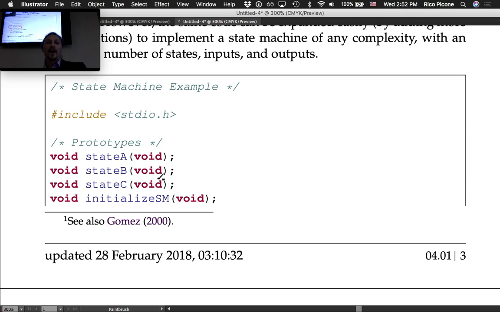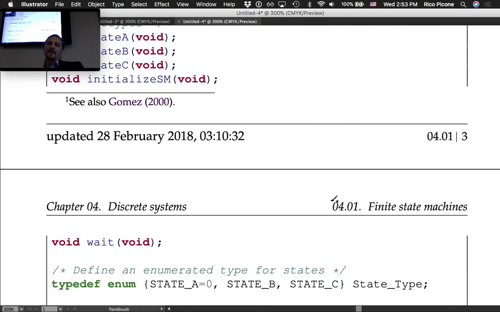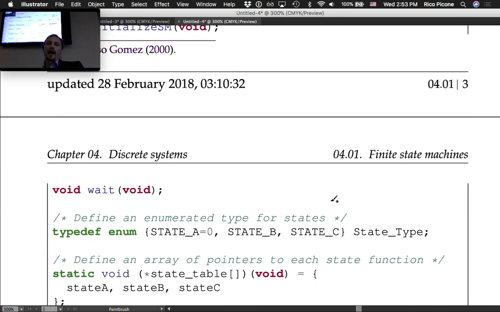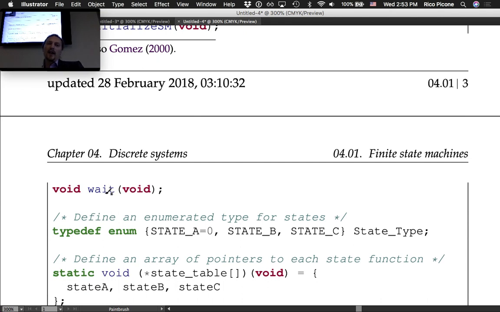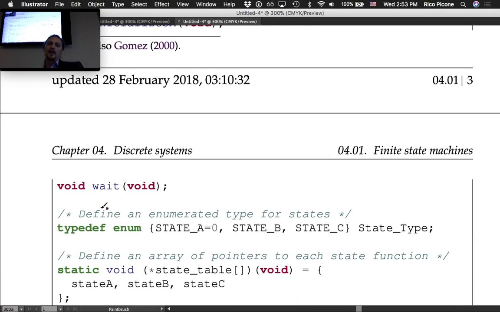Notice, void for arguments and void for return. We're not returning anything from these. We're completely working with global variables, right? Static is how we're going to implement it: static variables that everyone accesses the same, globally. And then wait is another function that we'll use.